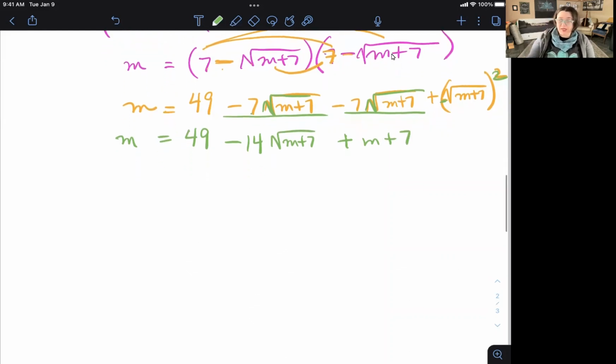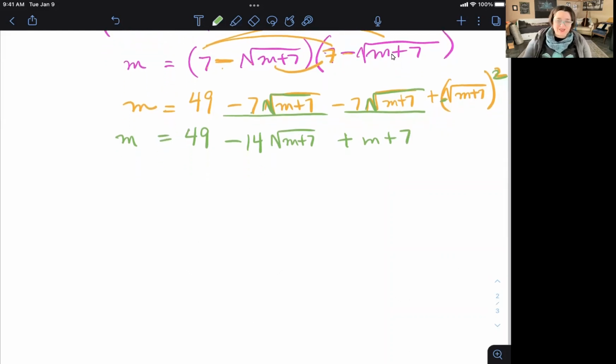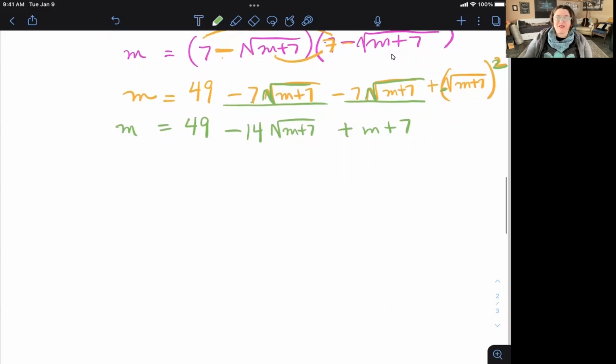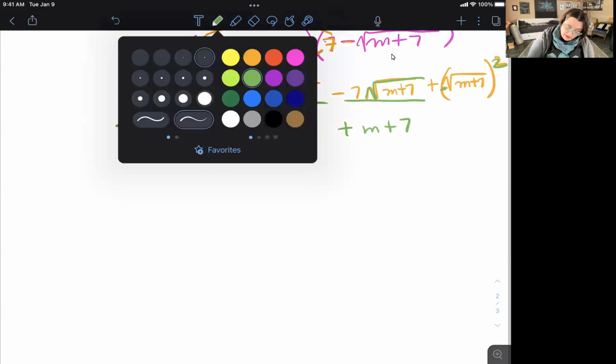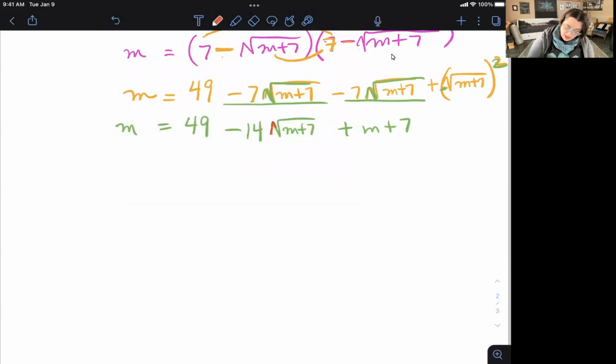I know this is a very complicated problem. I sent another example too, but just take some practice. So now what do I want to do? I want to be able to gather up all of the like terms and get everything over onto the other side so that I can isolate this radical. That's the name of the game. Isolate the radical. So how can I do that?